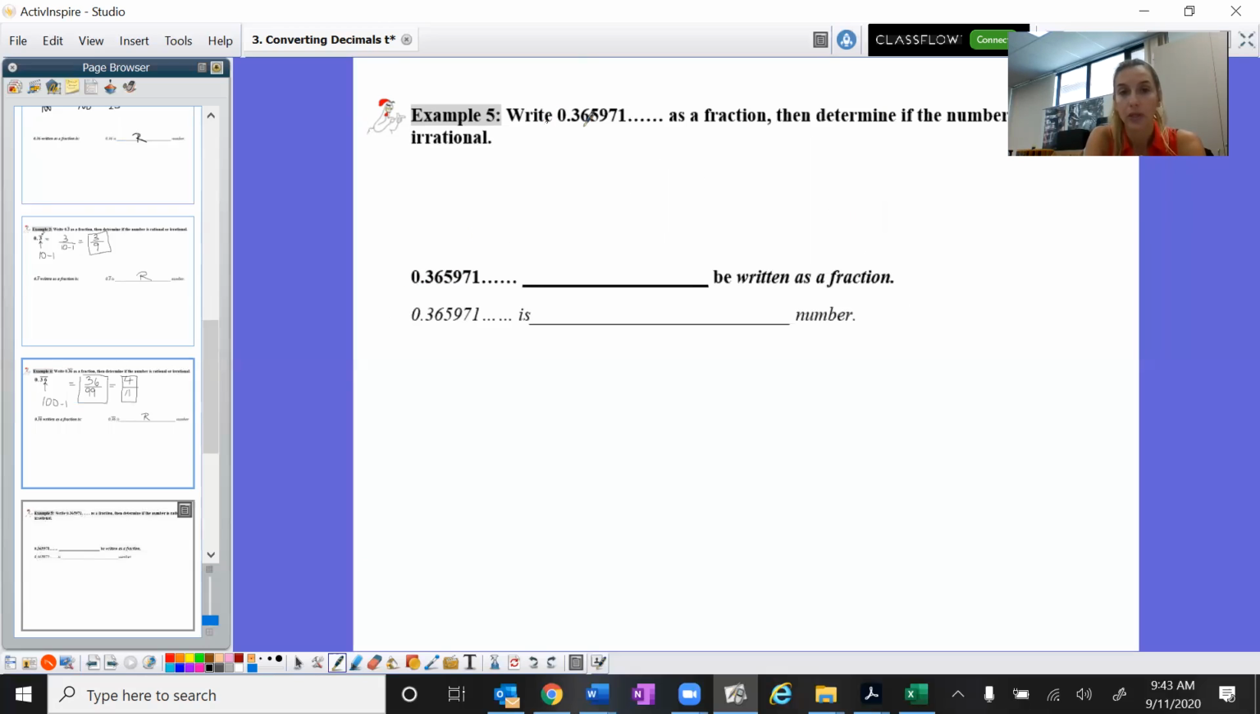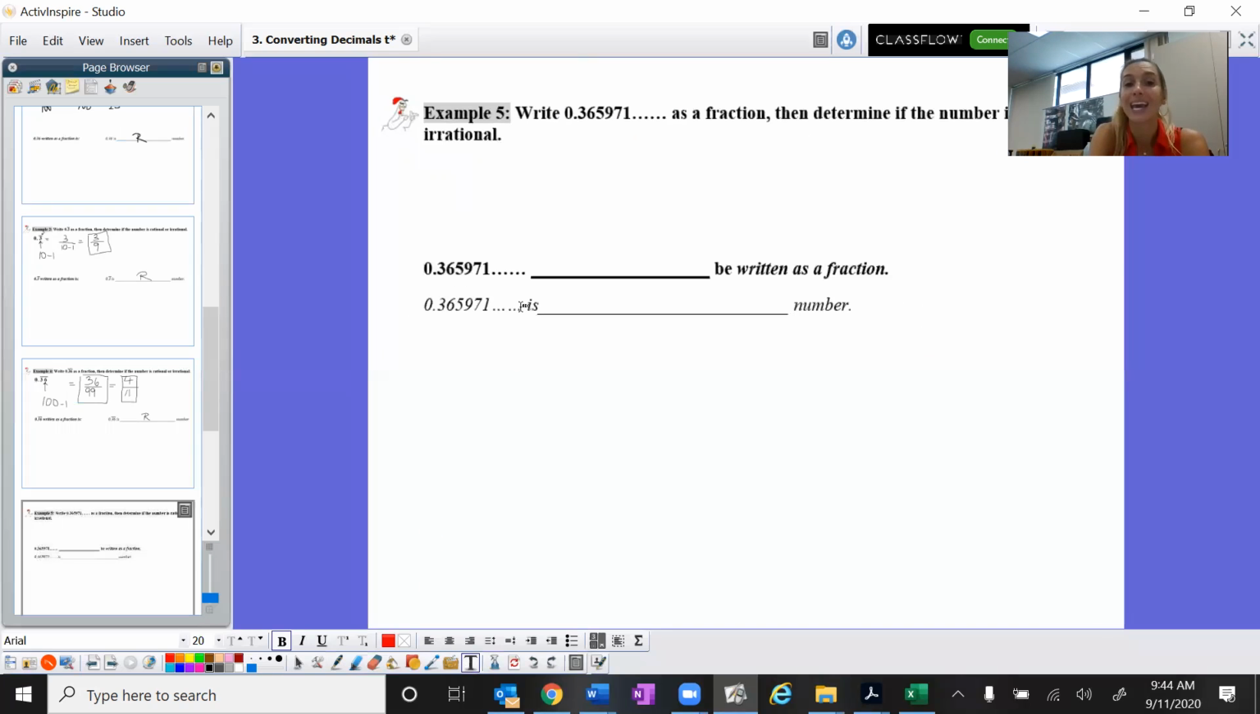Example 5. They wanted me to write this big number, and you see those dots? That tells me the number goes on and on and on, and I cannot see any pattern. There's no way I can convert that into a fraction because there's no way for me to do it. There's nothing coming. It's not ending. It's not repeating. So 0.36597... cannot be written as a fraction. This number is irrational, because it goes to infinity where every digit is different.